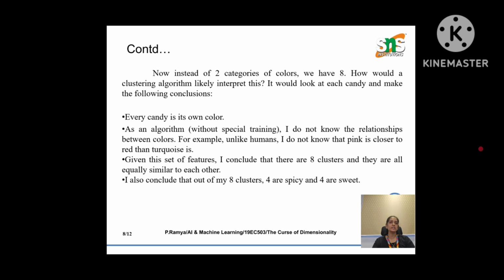So, as an algorithm, without special training, it doesn't know the relationship between colors. For example, unlike human eyes, I do not know that pink is closer to red than turquoise. So given this set of features, I conclude that there are 8 clusters and they are all equally similar to each other. I also conclude that out of 8 clusters, 4 are spicy and 4 are sweet.